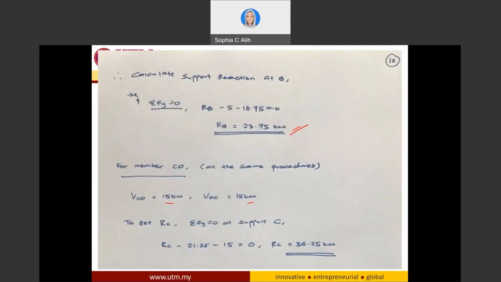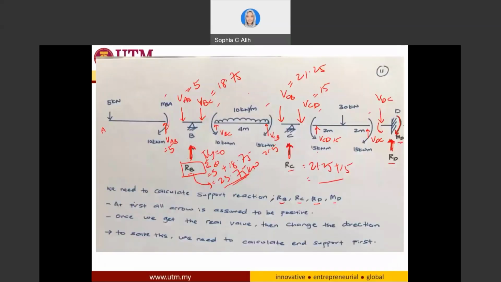Okay, this is the time. 36.25. So I have 36.25 kilonewton for my RC. Now the same thing for VCD. So since this one is 15, you need to balance it with 15 kilonewton. So in order to balance this 15, you have RD equal to 15 kilonewton pointing upward. So you have already the support reaction of RB, RC, and RD.